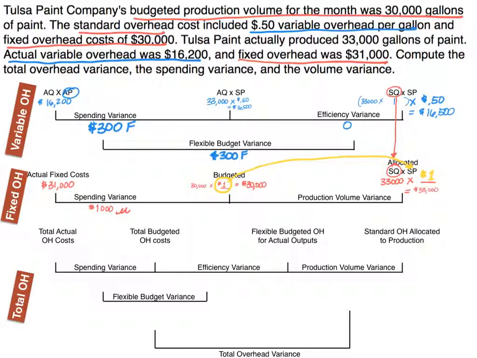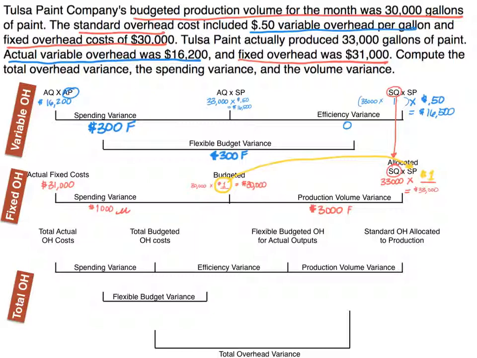And the difference in pegs 2 and 3 is 3,000. And this one we have to pause for just a second. Think about this. Is it favorable or unfavorable? Now think about this. This is a production volume variance. So really what you want to focus on is your production level. And we budgeted that we would produce 30,000 gallons of paint. We actually produced 33,000 gallons of paint. So we produced more than we thought. So this production volume variance, therefore, is favorable.